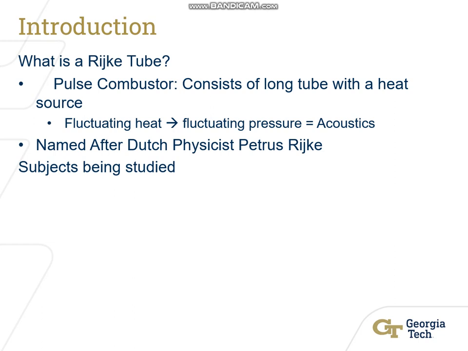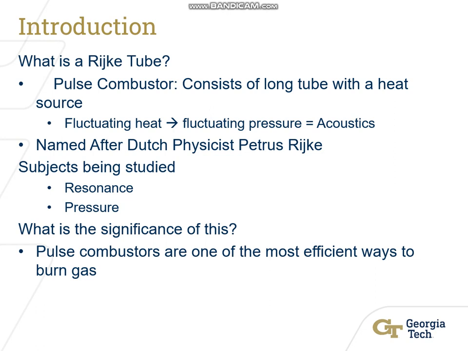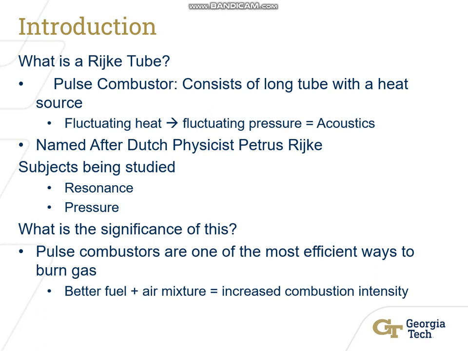The main subjects being studied in this experiment are both resonance and pressure, and this will become more clear as we analyze the data from this experiment. Now, what is the significance of this? Well, the postcombustor is one of the most efficient ways to burn a combustible gas. This is due to the air and fuel mixture in the tube itself, which increases the combustion intensity. This is a very significant topic to be studied while creating better technologies in the field of combustors and engines.